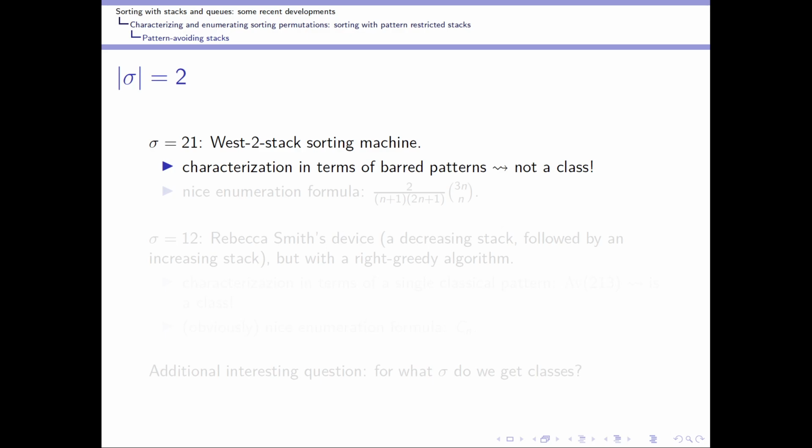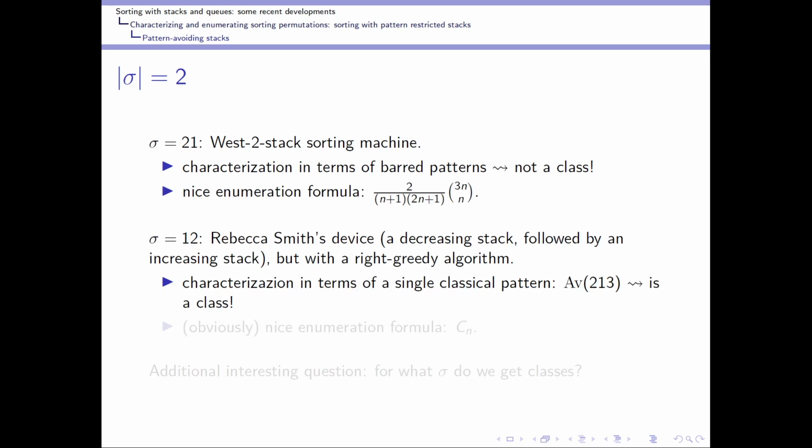In particular, remember that they can be characterized in terms of a classical pattern and a barred pattern, and so they are not a class. Instead, if sigma is the identity 1-2, we have a decreasing stack followed by an increasing one. So this is a situation very similar to Rebecca's DI machine, but now we are fixing a specific algorithm. We first make a complete pass through the decreasing stack, then a pass through an increasing stack. So this is a less powerful device. And it is easy to see that sortable permutations are exactly 2-1-3 avoiding permutations, which are a class, by the way.